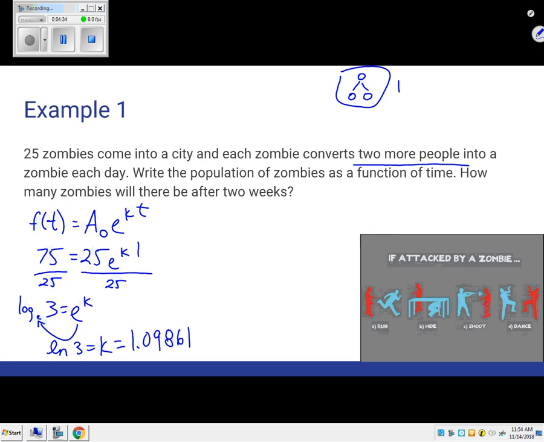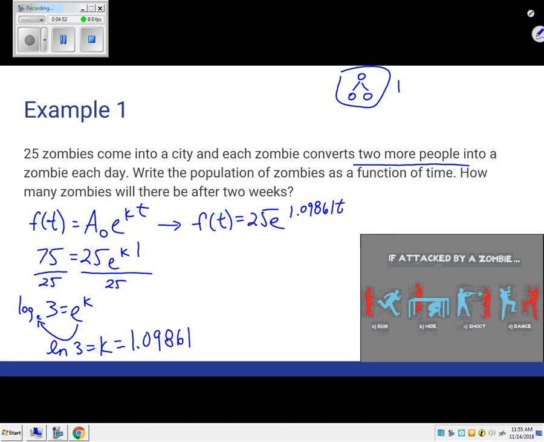So now I'm ready to write this as a function of time. So my 25 zombies are going to grow by, it looks like about 9.8% each day, almost 10%. And then throw the T on there.